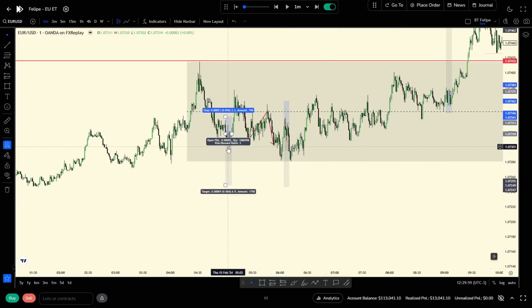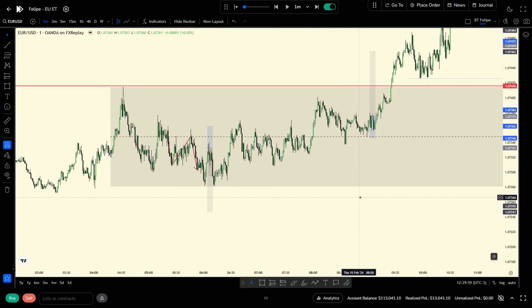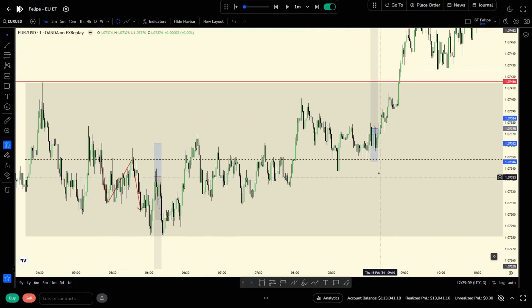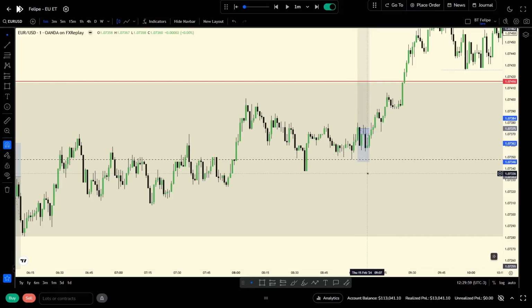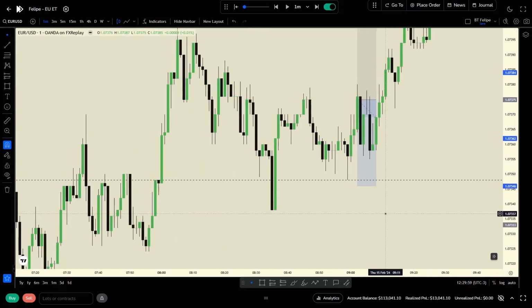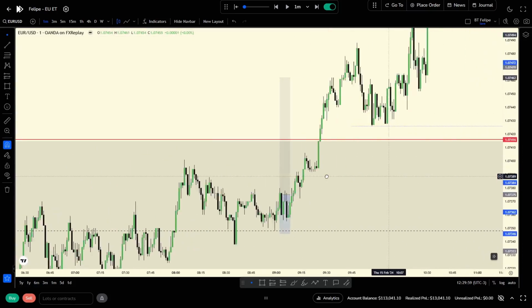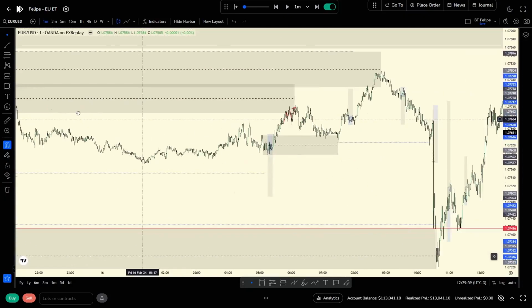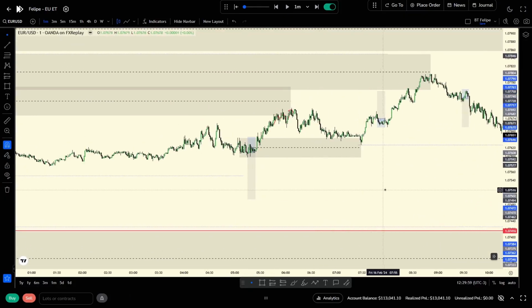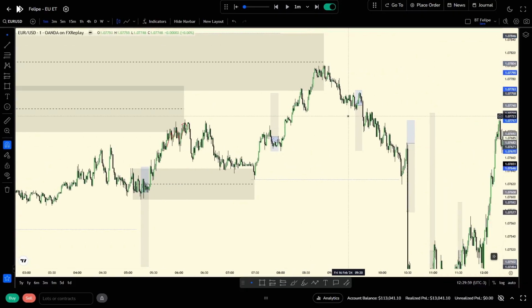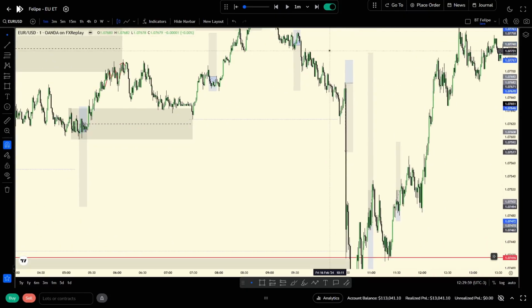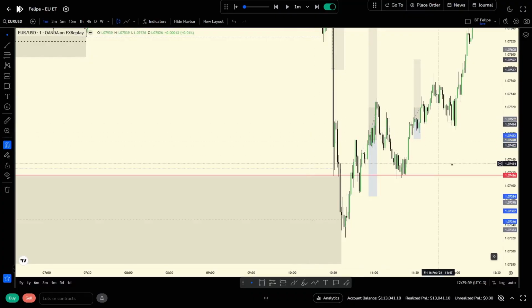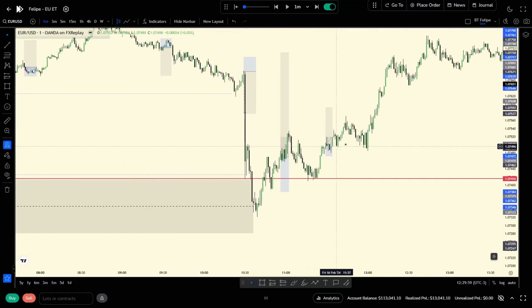This one was nice. Okay, trying, didn't work. I think I missed this one. What is this? Oh, it was this bigger one. Yeah, this one I missed. And here, unlucky. And it was a nice one. This one I skipped because of the news. Two nice ones.